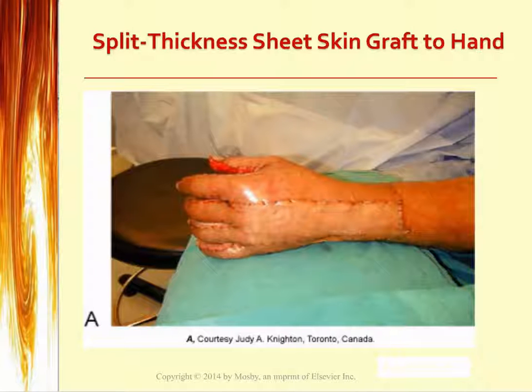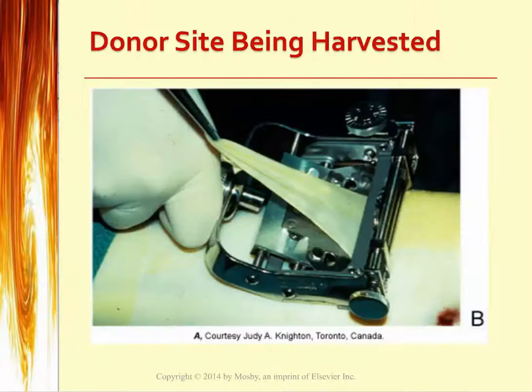This is a picture of a split thickness sheet skin graft of a hand. This is a donor site being harvested. Donor skin is taken from a patient for grafting by means of a dermatome, which removes a thin 14 to 16 1/1000ths of an inch split thickness layer of skin from an unburned site.